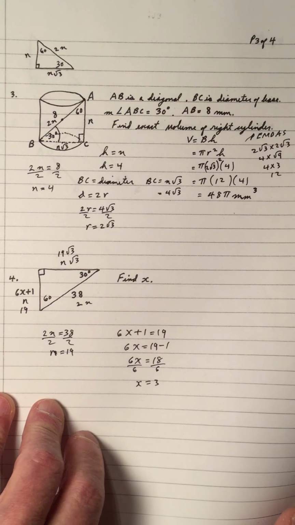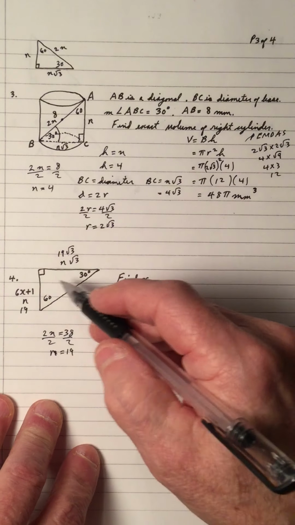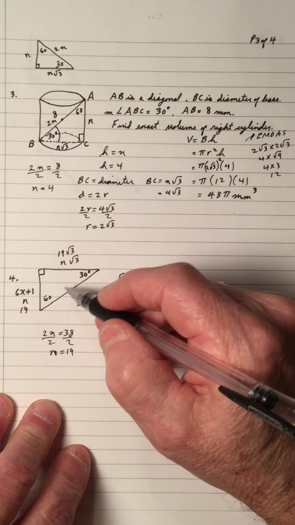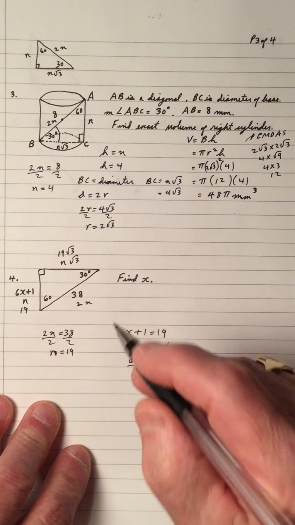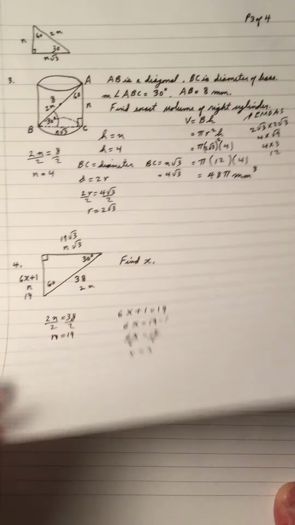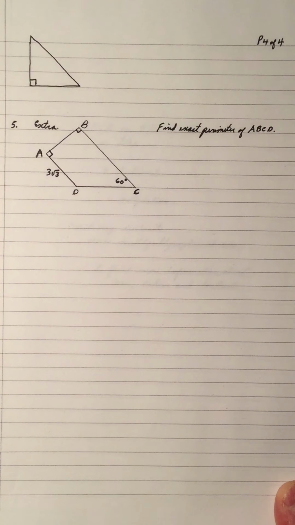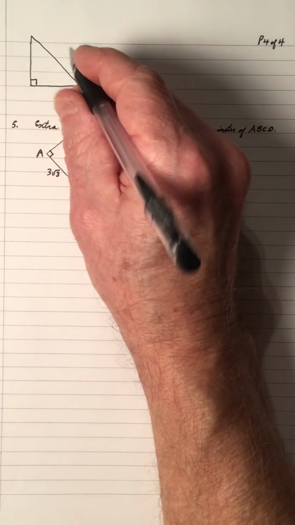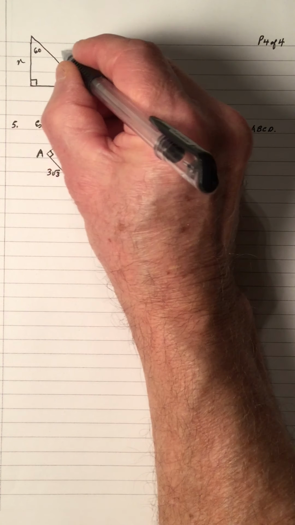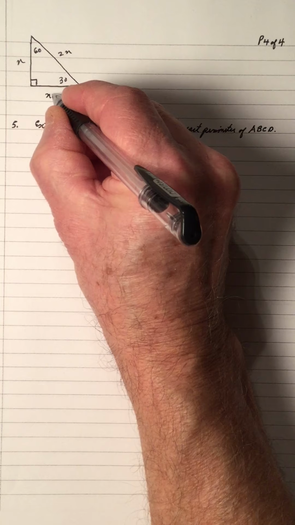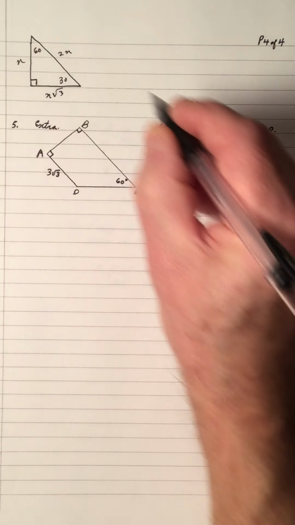And again, I used the 30, 60, 90, a little different setup, but see how it's done. You need 6x plus 1 equals some number. We found it to be 19. Okay, let's continue. And again, we have a triangle. That's a 30, and that's a 60, as n, 2n, n root 3.